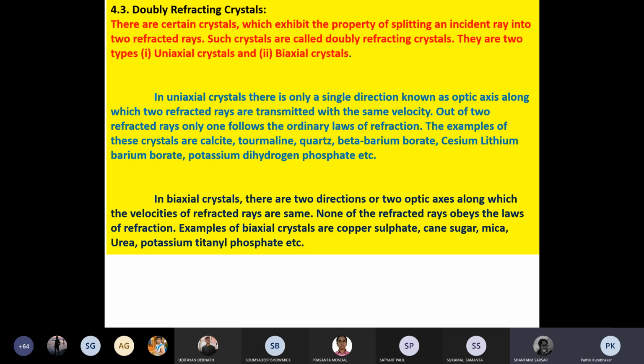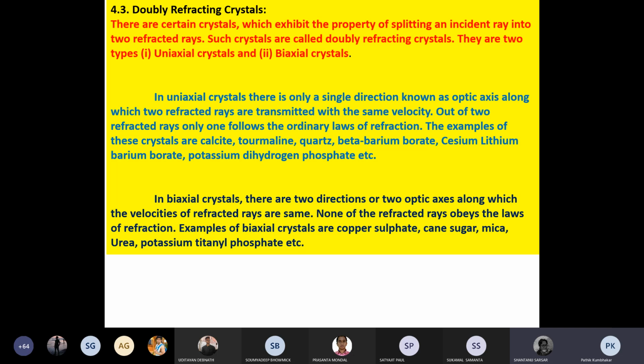So there are certain crystals which exhibit the property of splitting an incident ray into two reflected rays, and such crystals are called doubly reflecting crystals. And this phenomenon of splitting an incident ray into two differently polarized rays is called the phenomenon of double reflection. Now these types of crystals are categorized into two classes.